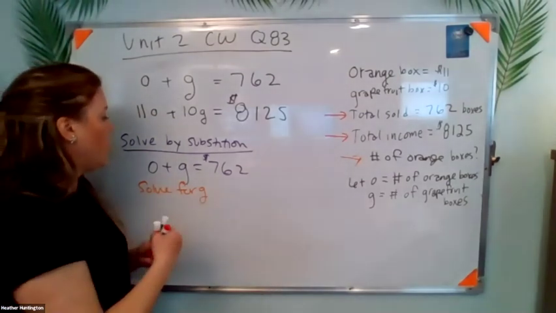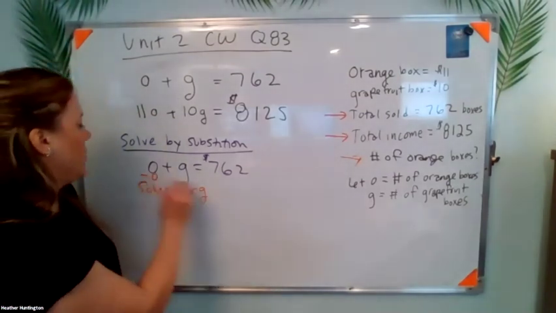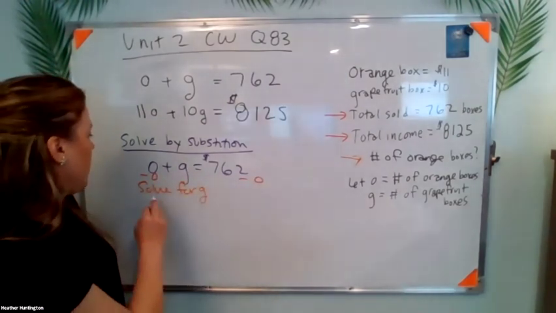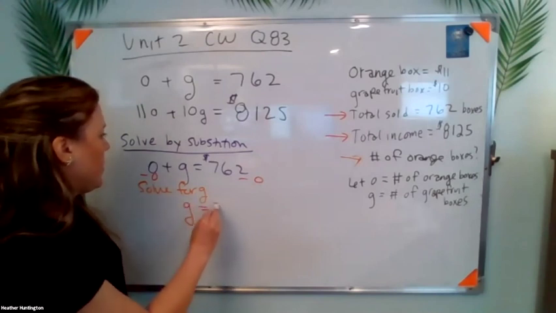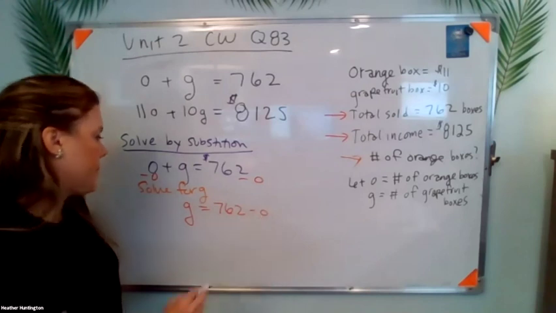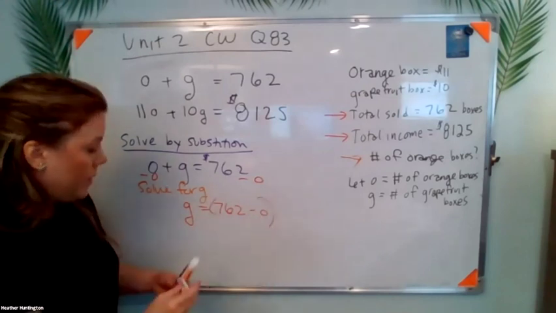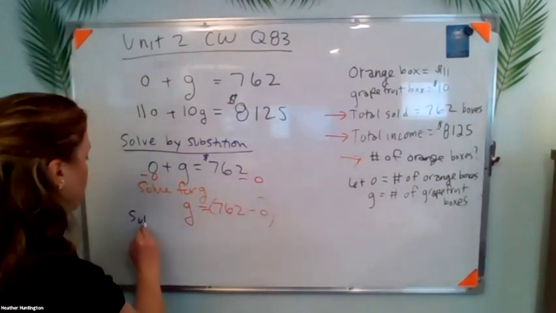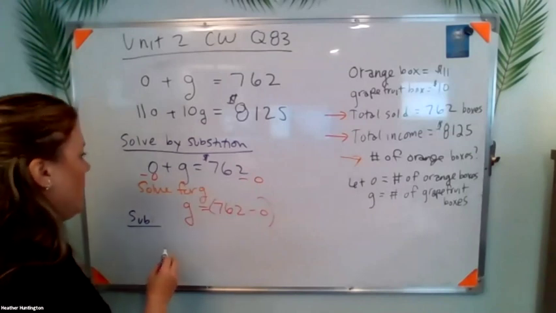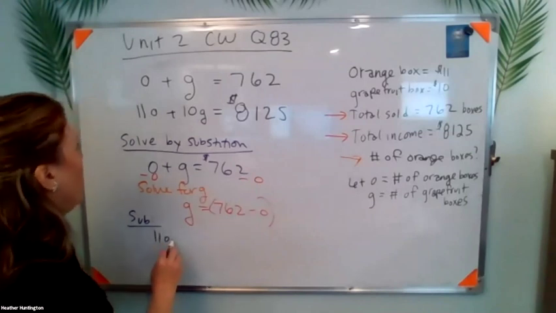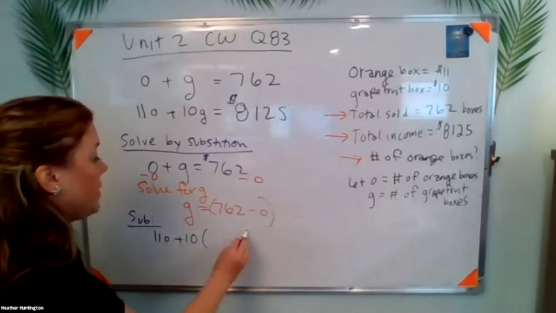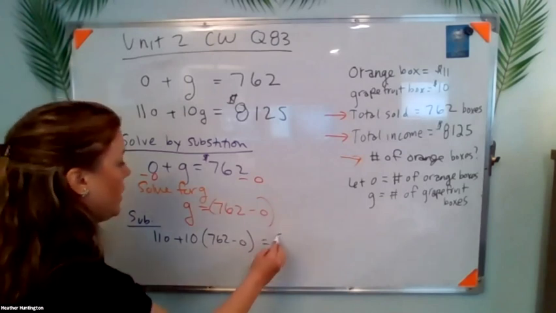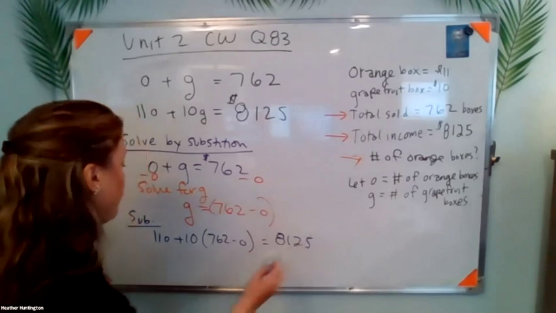Because then it's going to be O. So we do minus O minus O. I guess O is not the best variable to use. It looks like a 0. So we have G equals 762 minus O. Now I substitute that into 11O plus 10G. Instead of writing G, I'm going to write 762 minus O. That equals 8125.